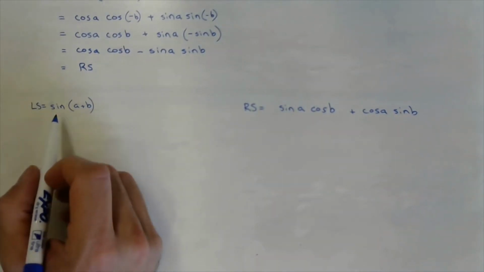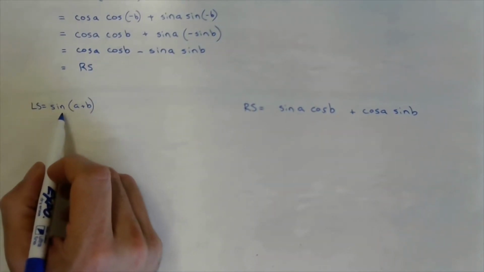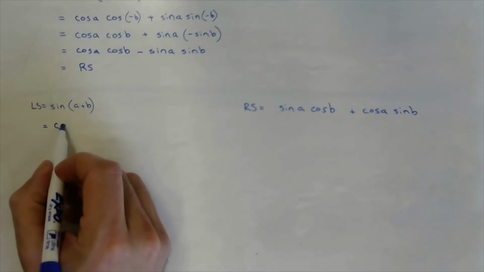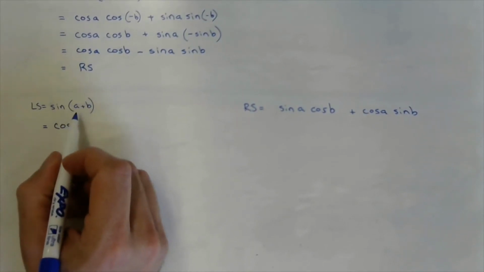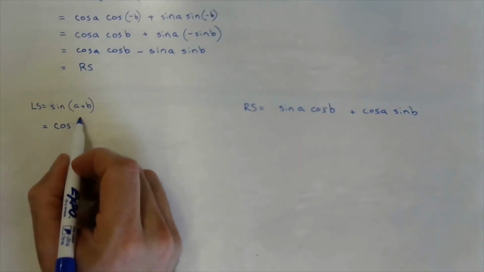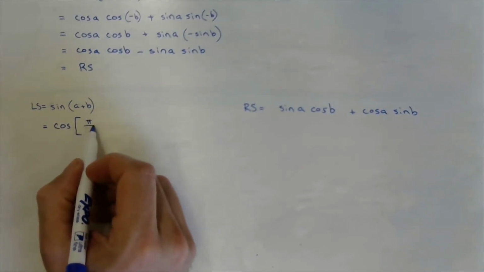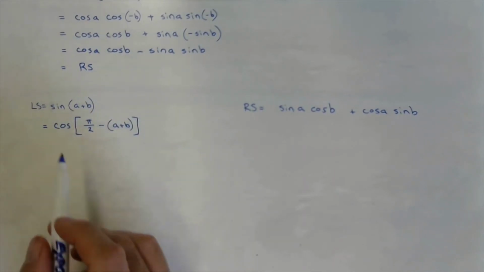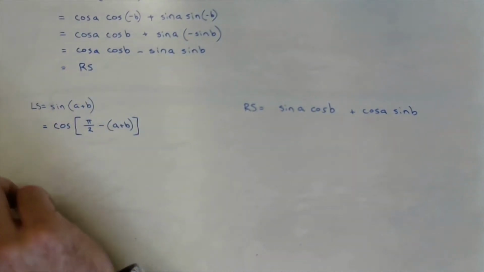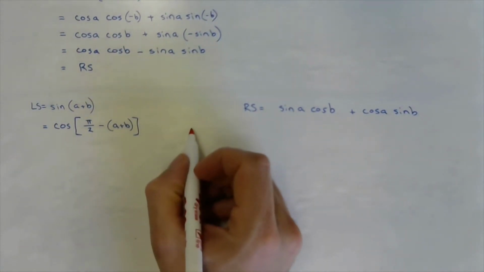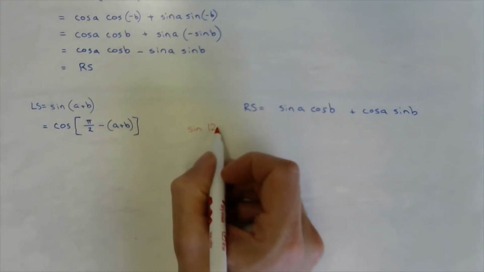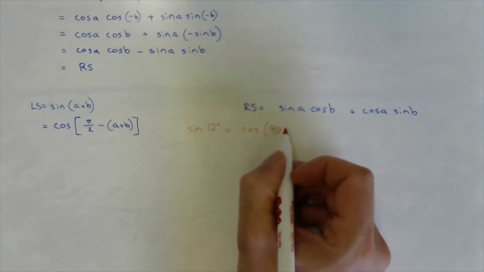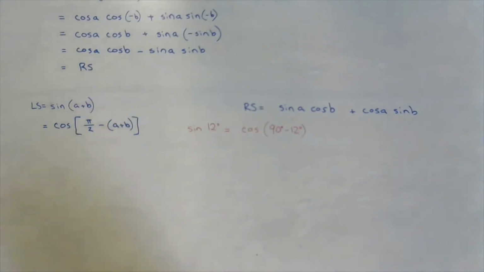So the correlated ratio with sine is cosine, right? Sine and cosine. And how do they relate to each other? This was on your quiz. I can rewrite the sine of A plus B as the cosine of, and we're going to use a square bracket here, pi over 2 minus A plus B. So if you remember your correlated, don't write this, but just a quick review. If you have the sine of 12 degrees, that's equal to the cosine of 90 minus 12 degrees.